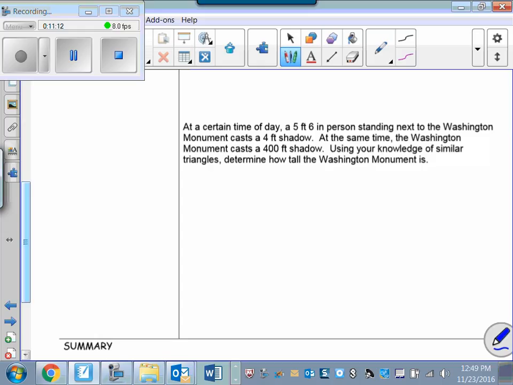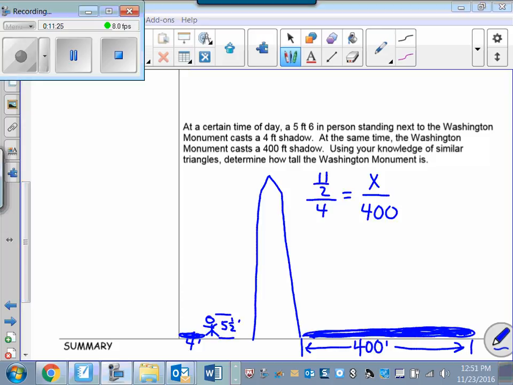Okay, here's another one. I would very much like for you to pause here, draw this figure, set up your proportion, and figure out how tall the Washington Monument is. Alrighty, so here's how I drew my figure. You see I got my little person down here, my little person who's 5.5 feet tall. That's not too short. Okay, and he's casting a 4-foot shadow.